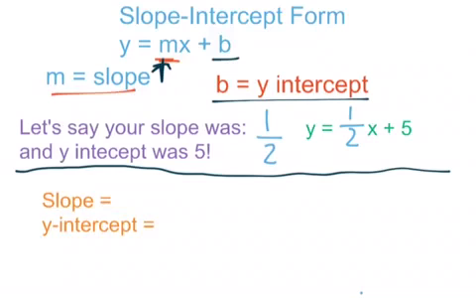Okay, so let's play around with this a little bit. So if your slope is 1/2 and your y-intercept is 5, all you do is plug in your slope right here and your y-intercept of 5. That's all it is. Okay?